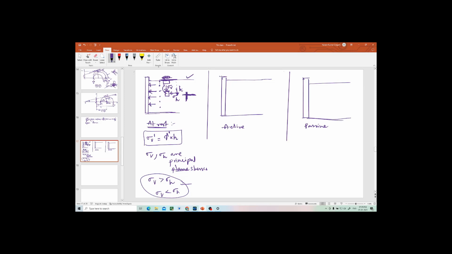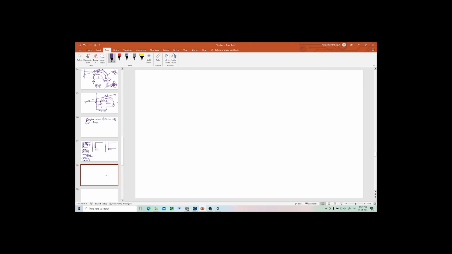Now at rest position, this is the condition. If this is the condition, can you draw the Mohr circle for this? Okay, what will I do? So at rest condition, soil will not fail, as we know, because soil is not moving in any direction.